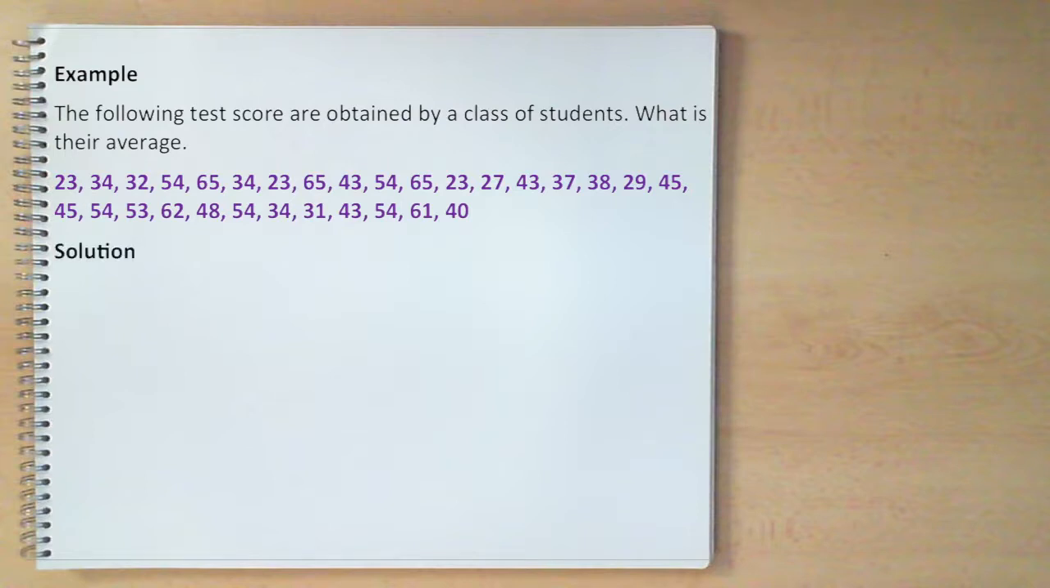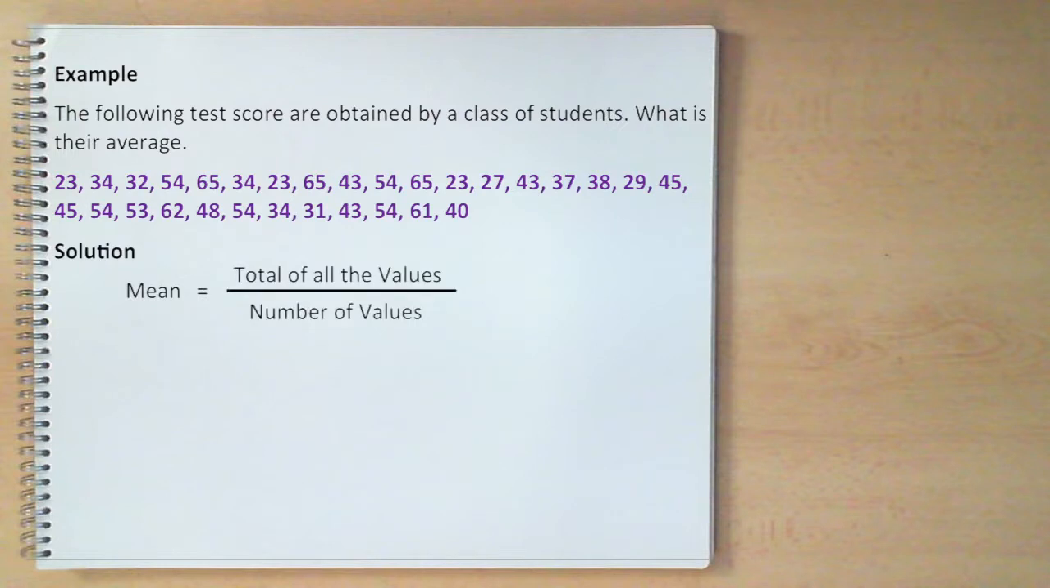So the solution is we want the mean, and the mean, as we've said, is the total of all the values divided by the number of values. So we add up all of those numbers, 23 plus 34 plus 32 plus 54 and so on and so on. If we do that on a calculator or in a spreadsheet, we'll get the answer of 1313. We then have to divide that by the number of numbers that we've added up, and you'll see that there are indeed 30 numbers there. So our mean is 1313 divided by 30, which is 43.8. I think you'll agree that's a fairly straightforward calculation to carry out.